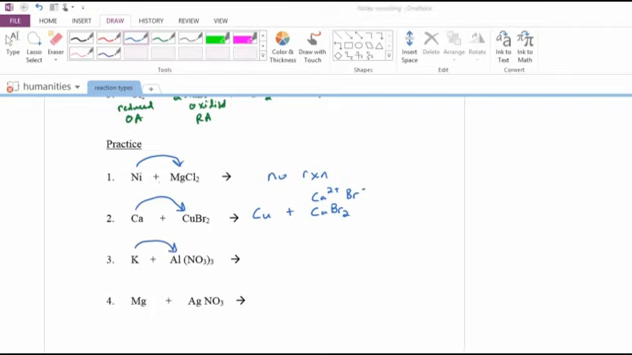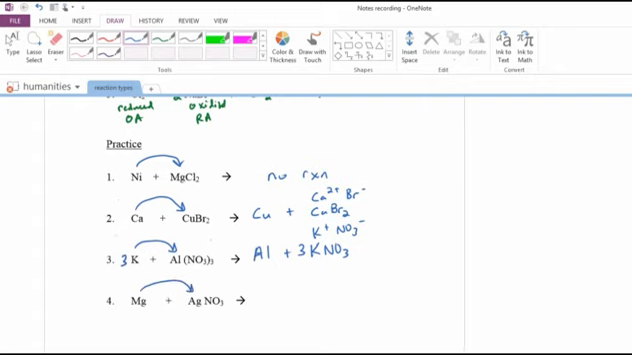Potassium will replace aluminum, so aluminum is all alone. And now we get K together with NO3 minus, potassium nitrate. So KNO3. There's 3 there to balance the nitrate, and then a 3 to balance the potassium.